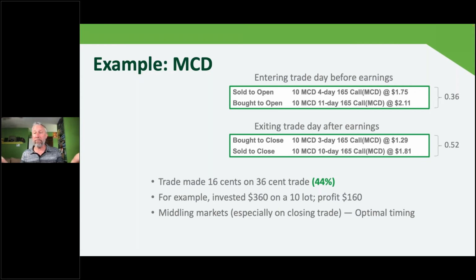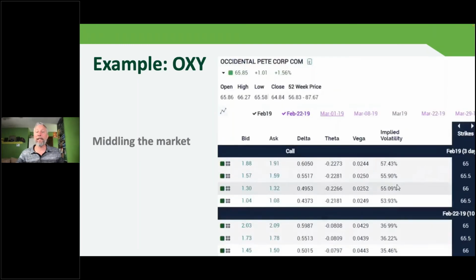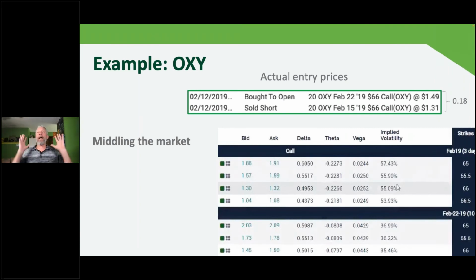The results I show here are sort of the worst case scenario for this particular trade. They're good, but they can be great. So now I want to make this very realistic and show you exactly how this works in real life when you middle the market with the MTM 2520 middling technique. These are some screenshots of my account on an earnings trade that I made in a past earnings season. This is Oxy. So I went through my checklist and all the details around it, and it triggered this trade. So I put it on by buying to open 20 of the February 22nd 66 calls at $1.49 and selling short 20 of the February 15th 66 calls at $1.31.